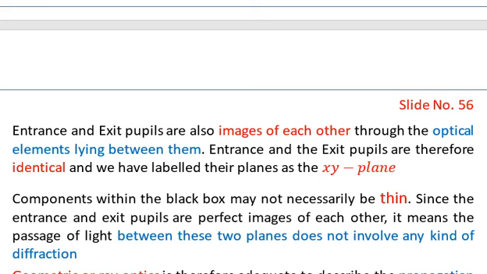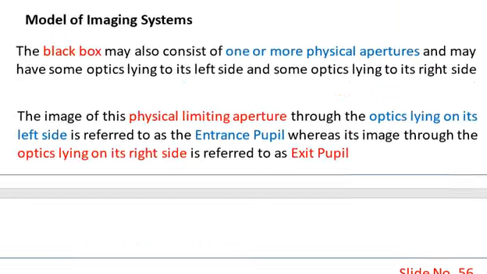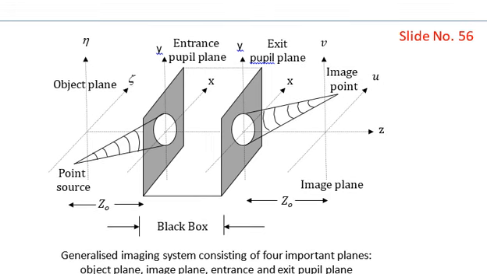Entrance and exit pupils are also the images of each other through the optical elements lying between them. Entrance and exit pupils are therefore identical, and we have labeled their planes as the xy plane. So now the reason is clear why we have labeled the two pupils, that is the entrance pupil and the exit pupil, by the xy plane. The reason is that both pupils are identical. That is, the entrance pupil is the image of the exit pupil through the optics lying on the left, and the exit pupil is the image of the entrance pupil through the optics lying on the right side within the black box.